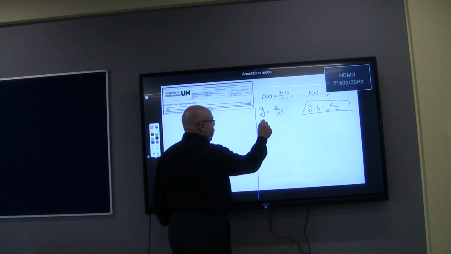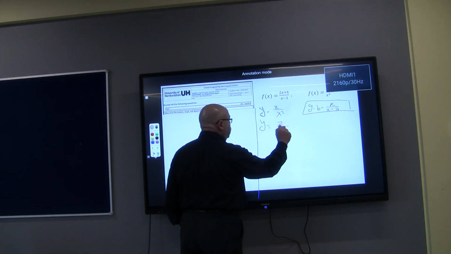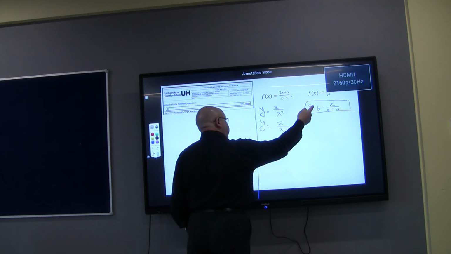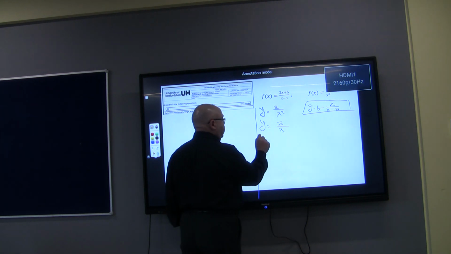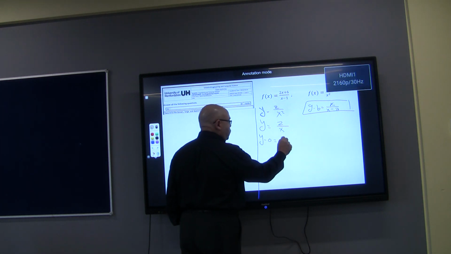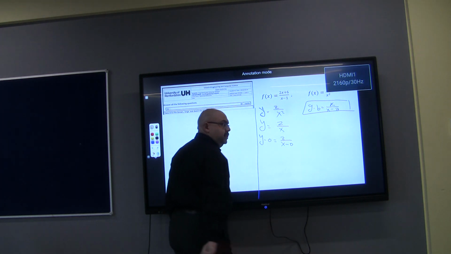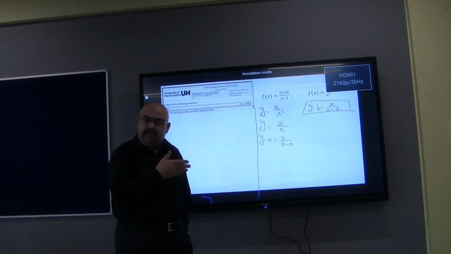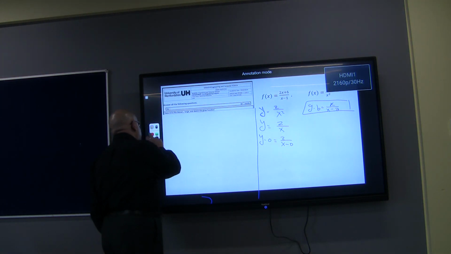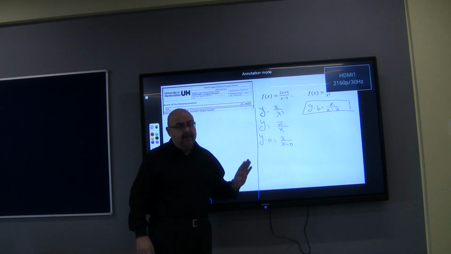It's going to be y, which is going to equal 2 over x, which can be easily put on this form. It's going to be y minus 0 equal 2 divided by x minus 0. This is exactly in the main form. So, once you see this form, now you understand.